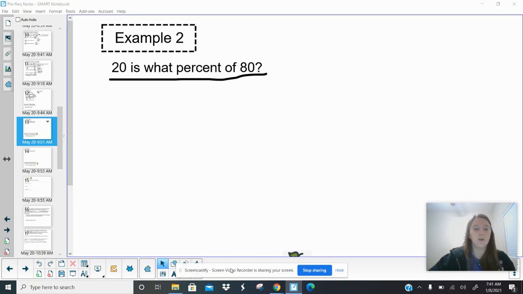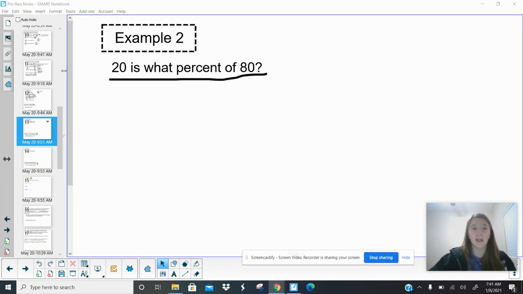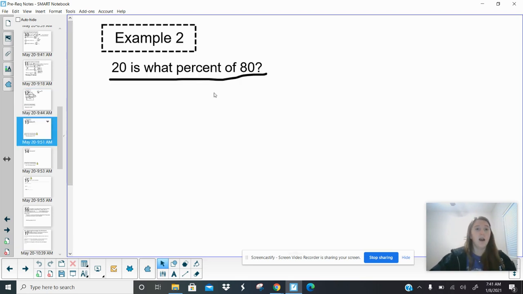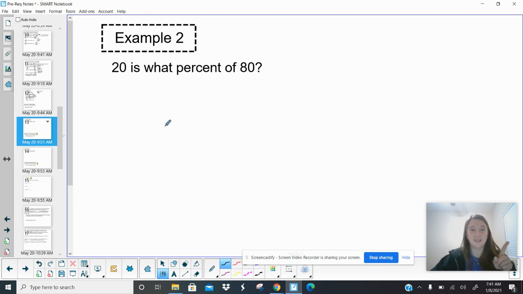So let's go ahead and go over this again. So the same thing applies. The sentence we looked at before was, what is this percent of a number? Even though the phrasing has changed, the process does not. So we're going to go from left to right. We're going to drop everything down, write our equation, and then boom, we have an equation to solve.